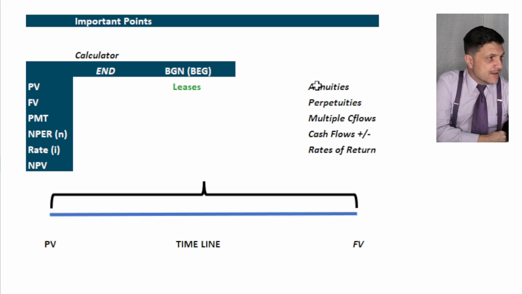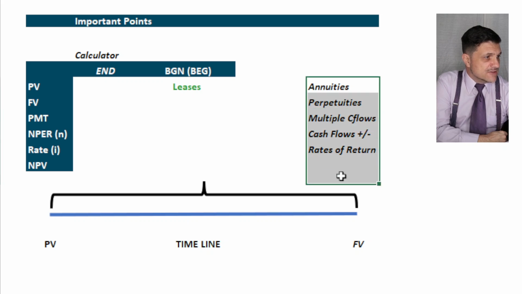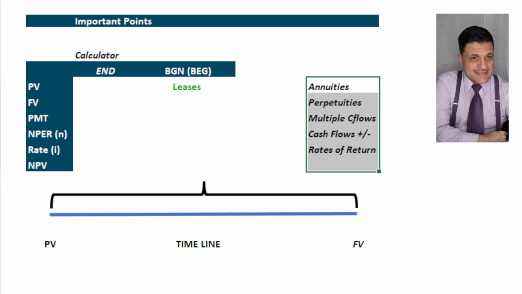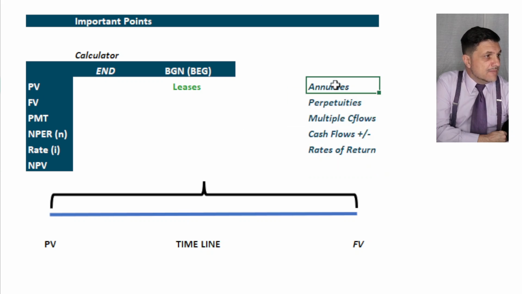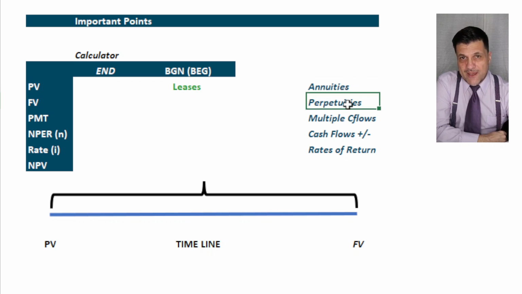All right. A couple of words here: annuities, perpetuities, multiple cash flows, cash flows with different signs, right? And the rates of return. So here, okay, annuities, it's equal payments, right, for a certain period of time. Perpetuity, equal payments for an infinite amount of time, but equal payments, right?